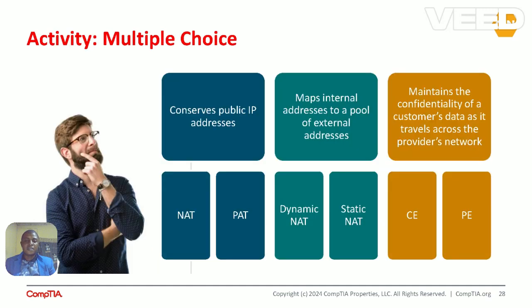So you can see the activities concerning the public IP address. We have the NAT, we have the PAT, and we have the mapping of internal addresses to a pool of external addresses. With this, we'll be talking about dynamic NAT and static NAT, maintaining the confidentiality of the customer data as it travels across the provider network. We have the customer edge and the provider edge. So this is the summary of what we've been able to discuss in the course of this training.